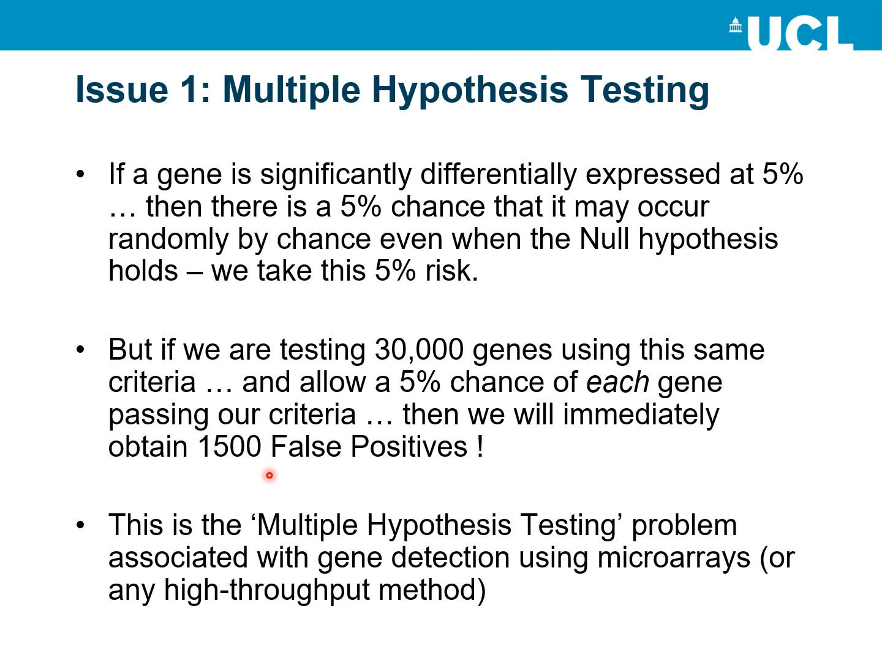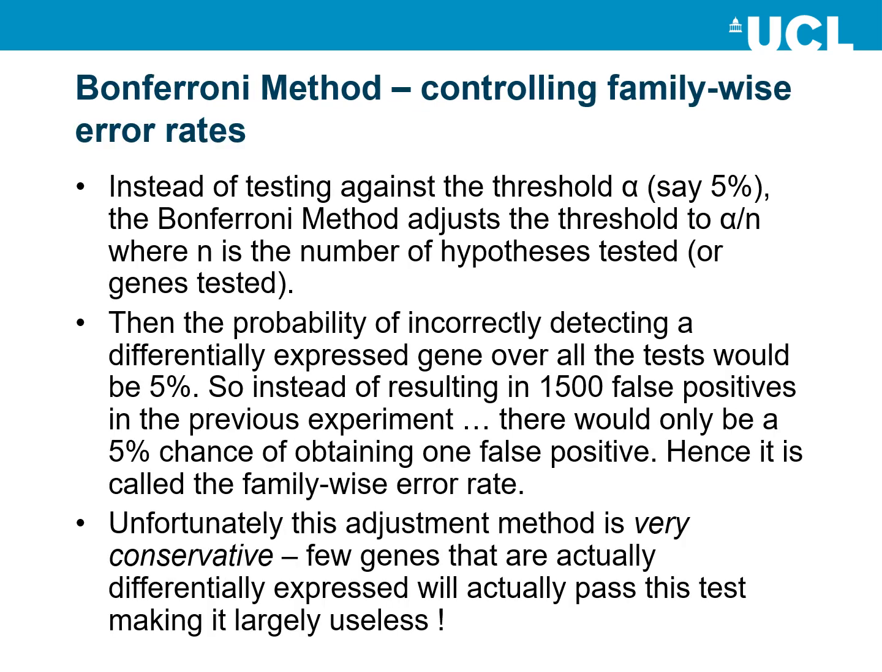That can be seen as a problem if we only have maybe 100 differentially expressed genes, because then this will be swamped with false positives. So this is one of the key issues with any high throughput method: multiple hypothesis testing.